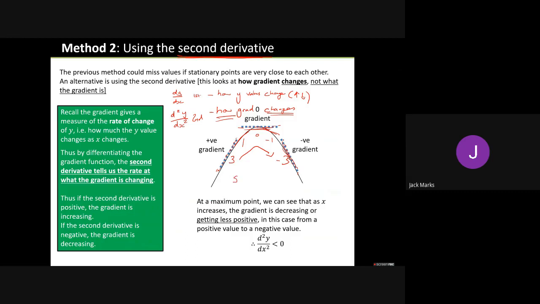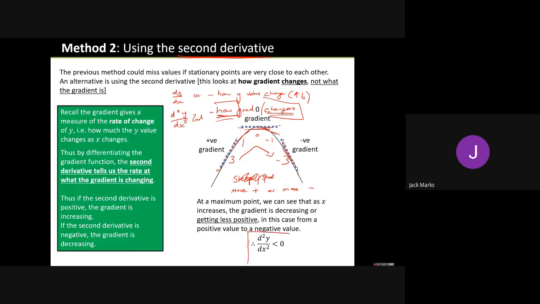So my question for you there is, how is the gradient changing? Is it getting steeper, or is it getting shallower? Let's say, is it getting more positive or more negative? I'm not saying what the gradient is. Remember, I'm saying how is the gradient changing? Well, the gradient is actually getting more negative, isn't it? It's going from 3, 1, 0, -1, -3.